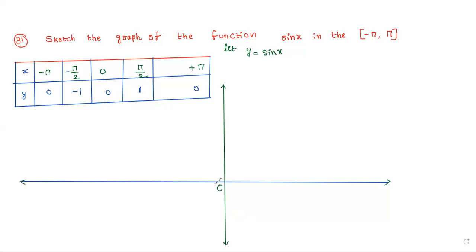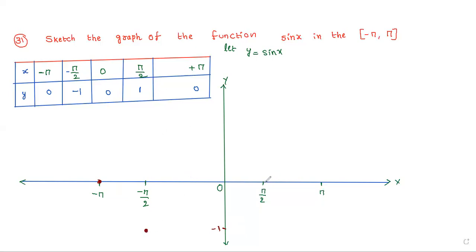So 0, pi by 2, pi, minus pi by 2, minus pi. This is x-axis, y-axis. So please observe in the diagram, minus pi comma 0, the point lies on the x-axis only. Minus pi by 2 comma minus 1. This is the one.